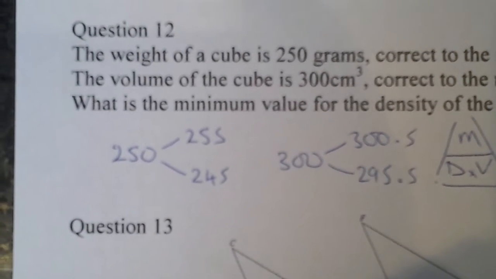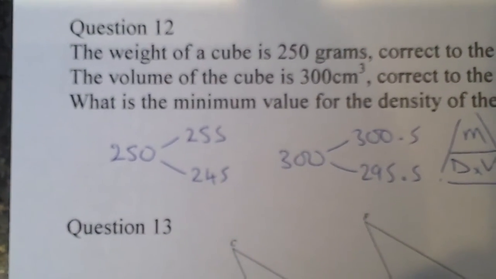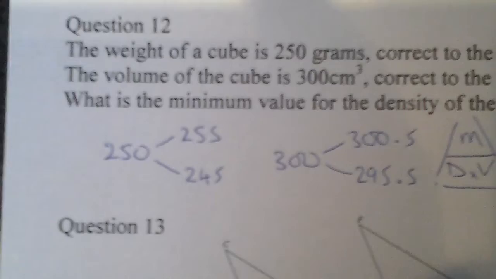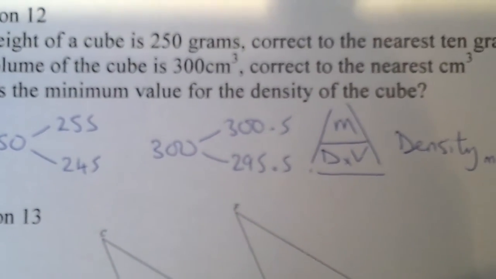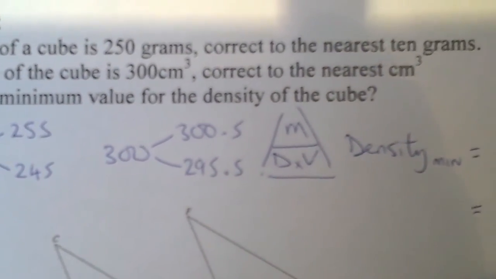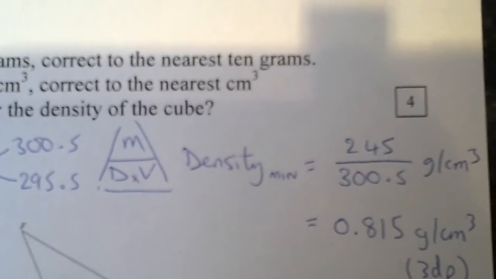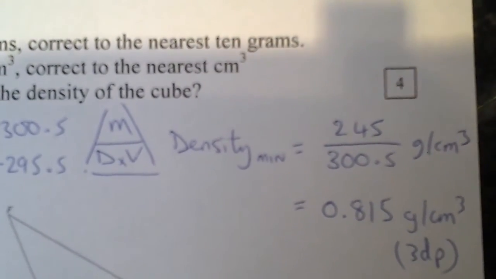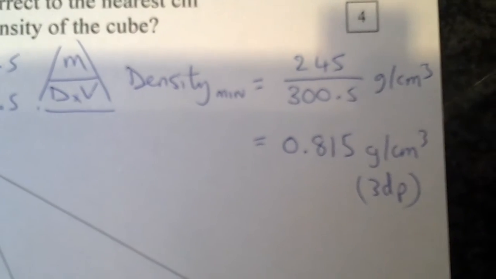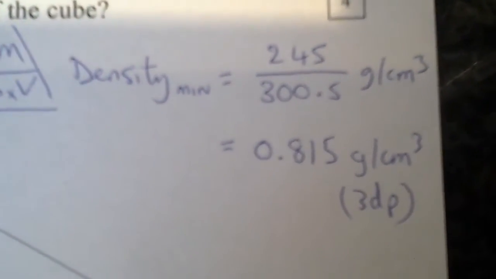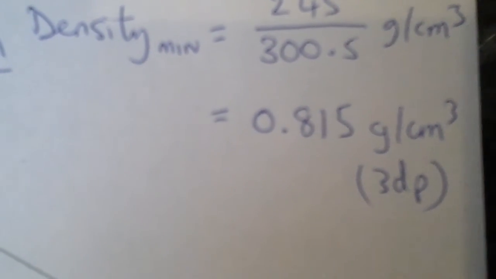Question 12, identify the tolerances of the weight and the volume. You recall the formula, density equals mass divided by volume. Finding the minimum, so you want the smallest on the top, the largest on the bottom. Work it out, round it off, gives you 0.815 grams per centimetre cubed to 3 decimal places.